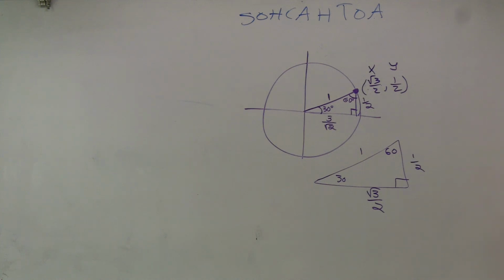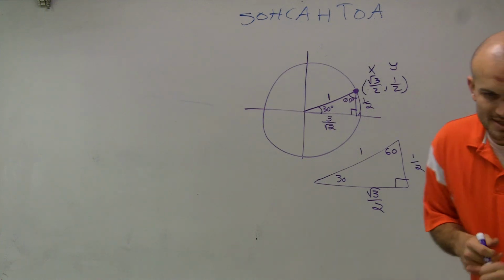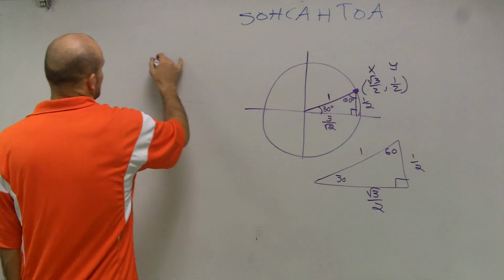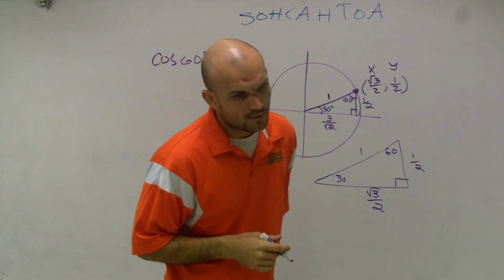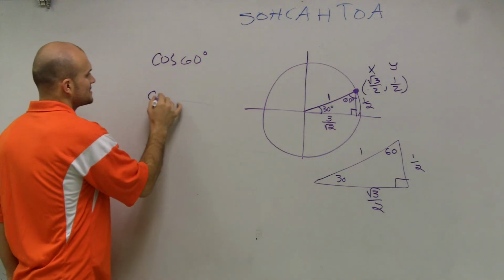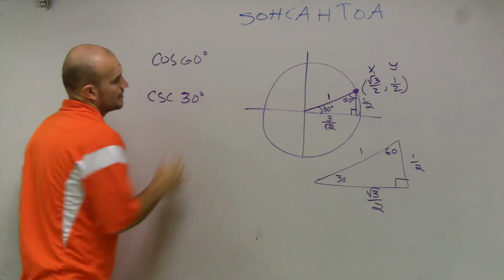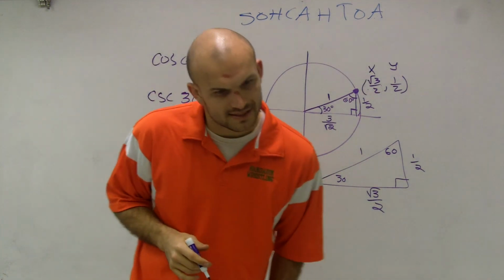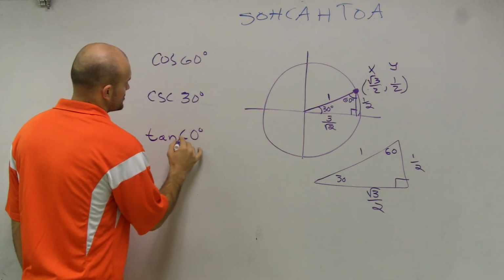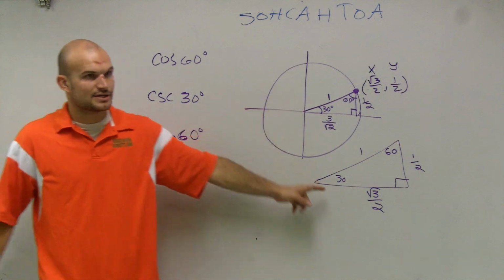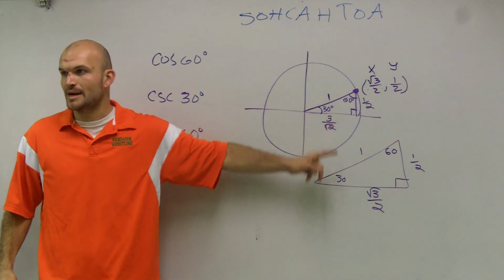So all it's asking, guys, is a couple questions. It's saying, what is the cosine of 60 degrees? What is the cosecant of 30 degrees? And what is the tangent of 60 degrees? So first of all, does everybody understand how I got that triangle? Okay, that came from my unit circle.